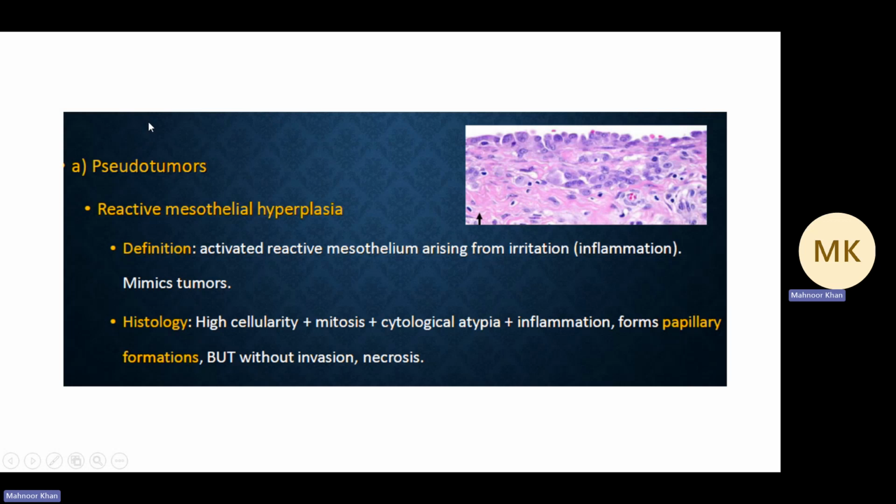So let's begin. So when we talk about pseudotumors of the pleura, we mainly have to just talk about the one main one, which is sort of common. It's called reactive hyperplasia. What it means, it's basically a reactive mesothelium arising from some inflammation or irritation in the pleura, and it will mimic tumor, so it will be sort of like a mass. Histology is not so important, but it's just here for you to give it a read in case you're curious or want to understand it properly.